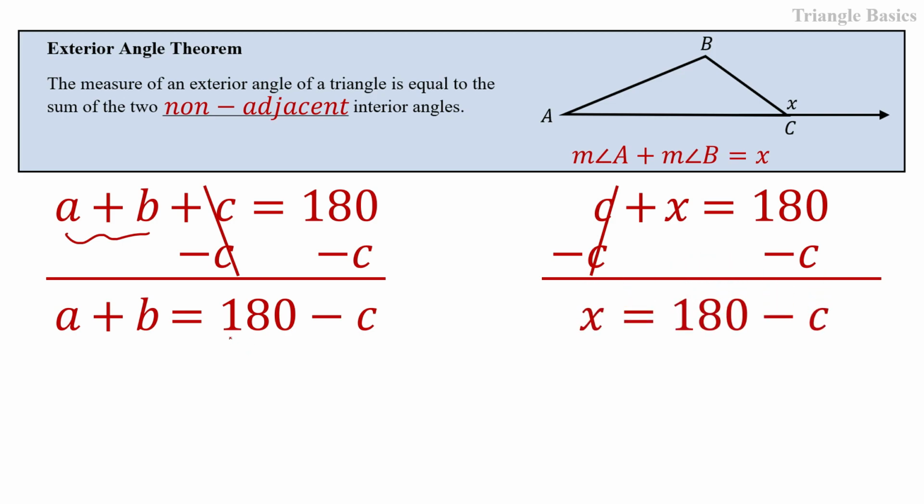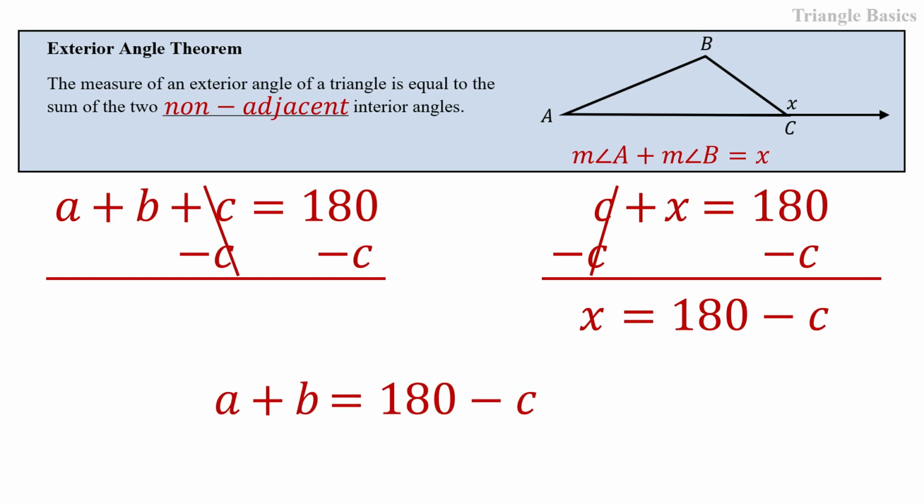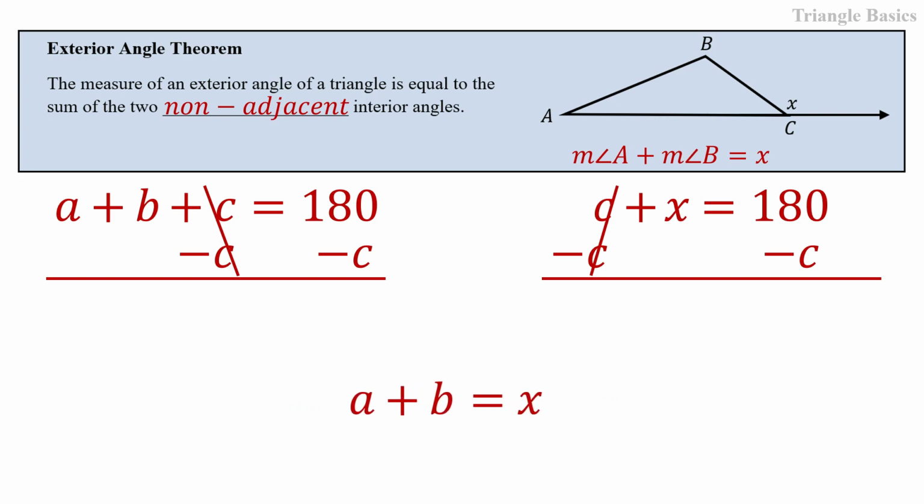Now notice that these both have 180 minus C. And 180 minus C is equal to A plus B. And at the same time, 180 minus C is also equal to X. So I can say that 180 minus C is also equal to X. And if all three of these are equal, by the transitive property, A plus B has to equal X. And we have proven that angle A plus angle B, their measures, are equal to the outside exterior angle.